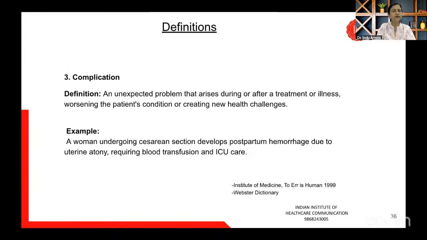The third thing is complication. That is something unexpected that happens during or after the treatment or illness, which actually worsens the patient's condition and creates new health challenges. An example of it is a patient who underwent cesarean section and developed postpartum hemorrhage due to uterine atony. Or it could be like the case I was talking about, amniotic fluid embolism. That is a documented complication, though it doesn't happen very often. If something like that happens, it is not something that we have created, but that can happen in a situation.